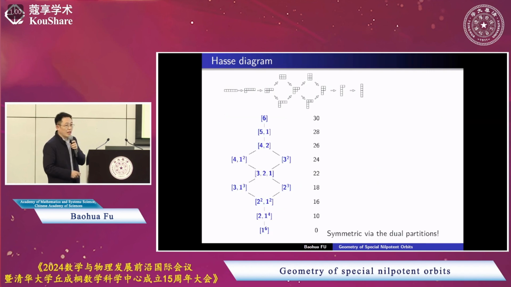For example, this is SL6, and you get the 6 partitions of 6, and then you connect them by drawing a line, which means the orbit upstairs contains the smaller ones in its closure. And we can also say this diagram is quite symmetric because we have this symmetry by dual partition, so it is really symmetric. But this only works for type A.